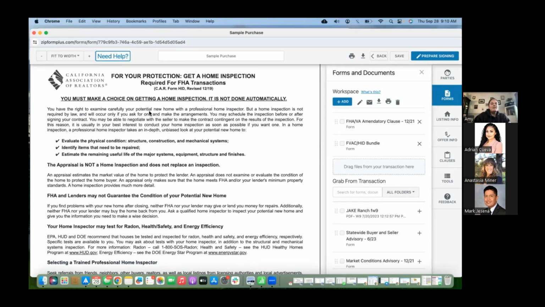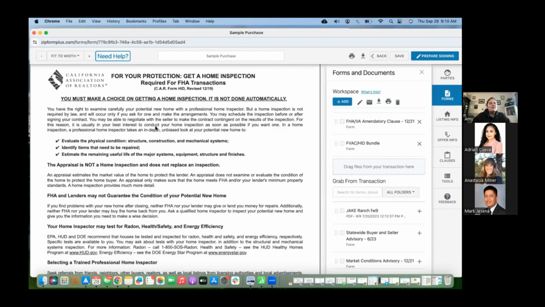So you must make a choice on getting a home inspection. It is not done automatically. You have the right to examine carefully your potential new home with a professional home inspector, but a home inspection is not required by law and will only occur if you ask for one and make the arrangements. You may schedule the inspection before or after signing your contract. You may be able to negotiate with the seller to make the contract contingent on the results of the inspection. For this reason, it is usually in your best interest to conduct your home inspection as soon as possible if you want one.